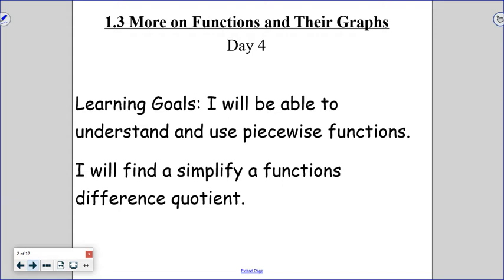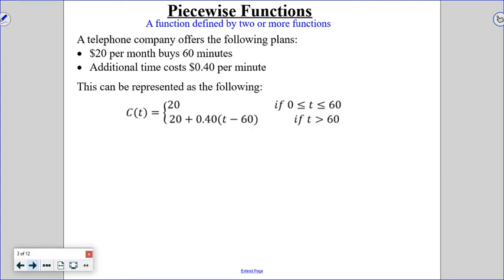You may have had an introduction to piecewise functions previously. There are a lot of different ways to attack this whole piecewise function thing. So there's not one right or wrong way to graph a piecewise function. We're going to give an example today of a method you could use. What is a piecewise function? A piecewise function is a function defined by 2 or more functions.